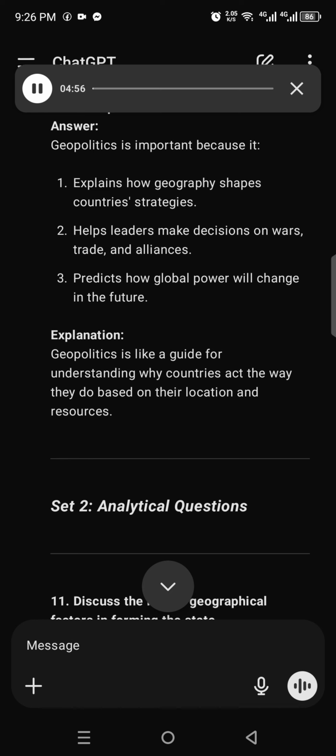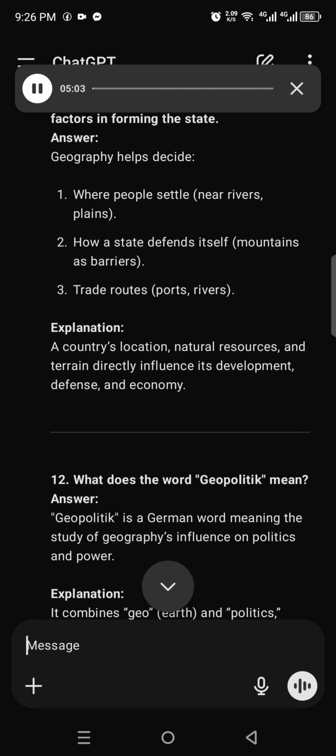11. Discuss the role of geographical factors in forming the state. Answer. Geography helps decide: 1. Where people settle, near rivers, plains. 2. How a state defends itself.